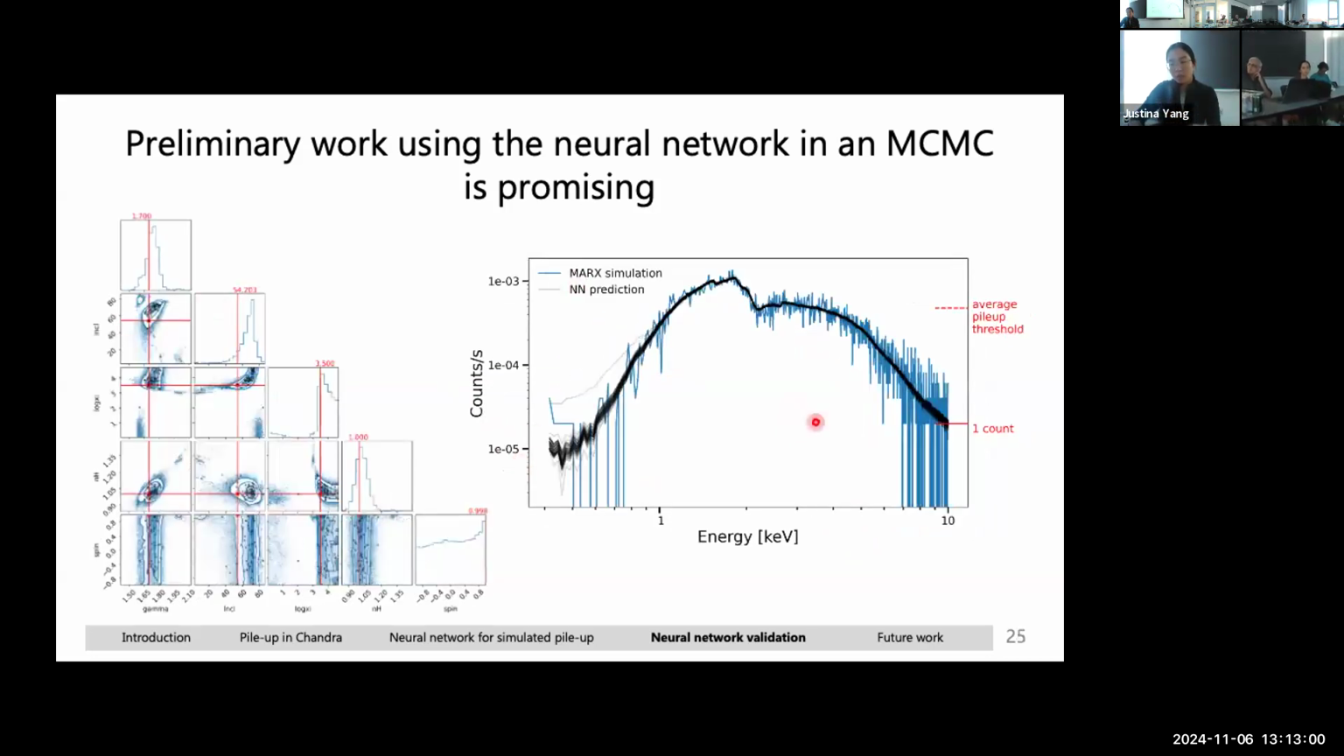And here's another example for a different spectrum. This is similar to the other spectrum that I plotted, which had a higher amount of absorption, meaning that there's more hydrogen along the line of sight, and the spectrum at lower energies has relatively fewer counts. So let's see.